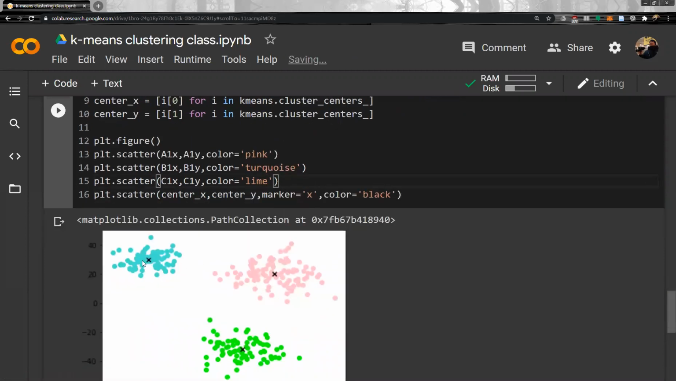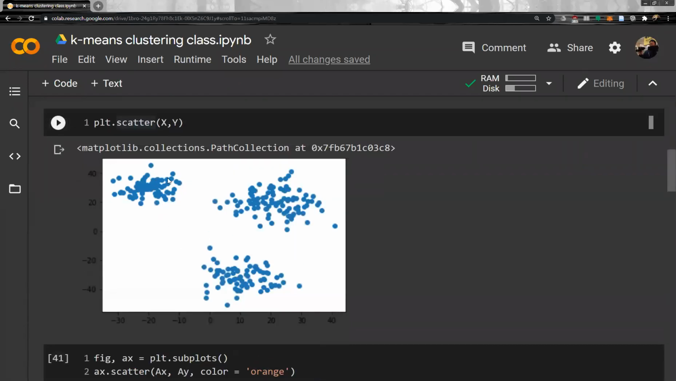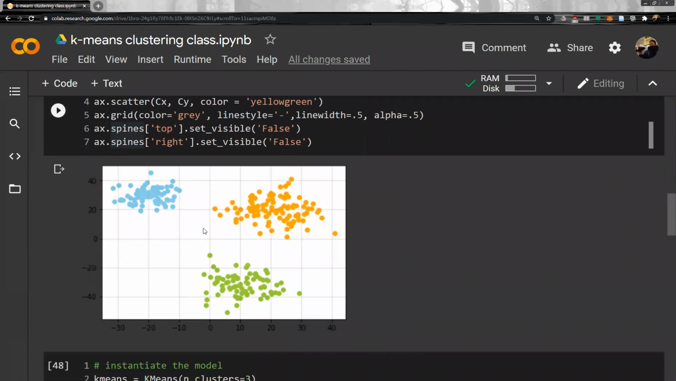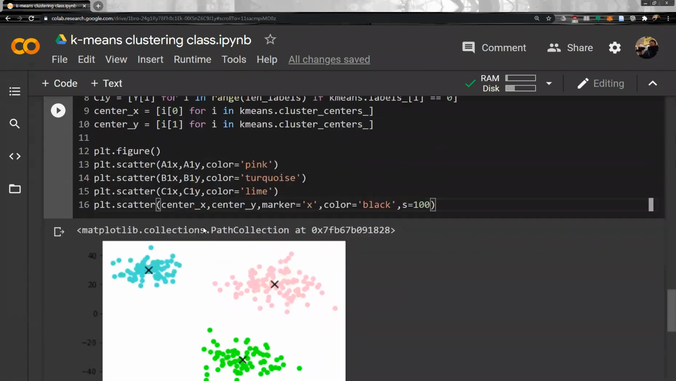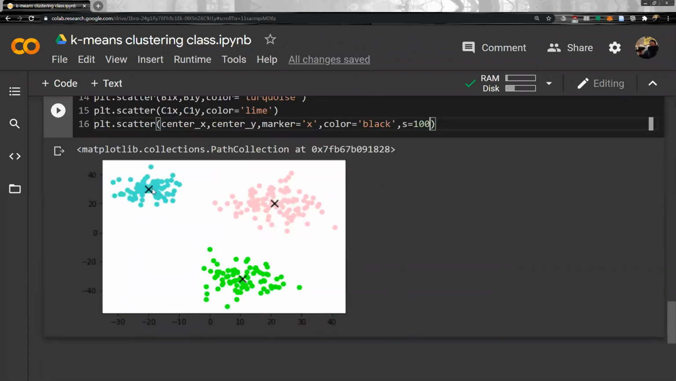Yes, now we have more distinct center values. And then let's make the size a bit bigger, size 100. Okay, now it is much better. So we estimate the centers we have again. So this is the data. Given the data, we identify the clusters, and in each cluster we identify the centers. Okay.